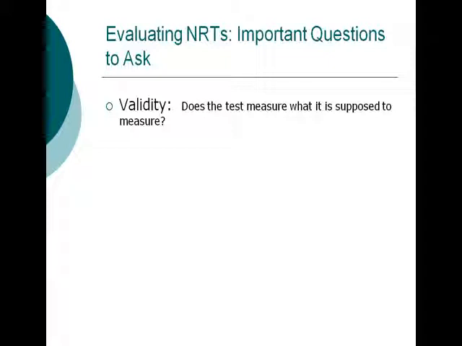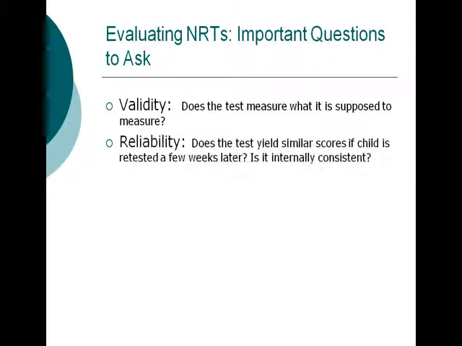So that's validity. Another one is reliability. If kids take the test this week and then you give them the same test a couple weeks later, do they get about the same score? So if a kid gets 80 one week and then only gets 25 the next, and that's pretty general, that's not a reliable test. Okay, so that's one way that reliability is looked at.